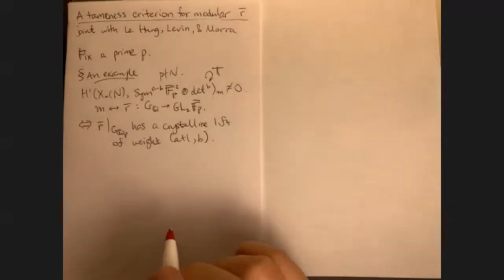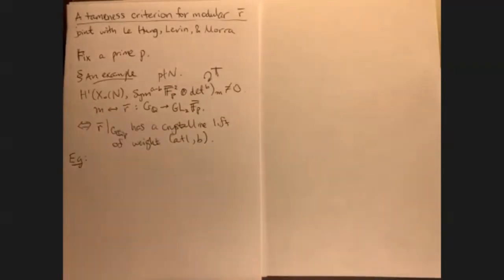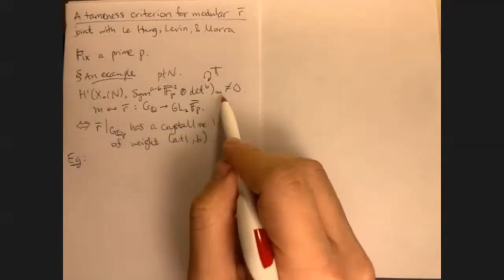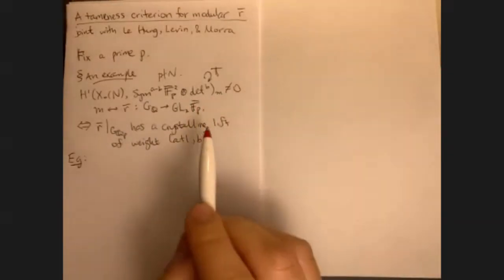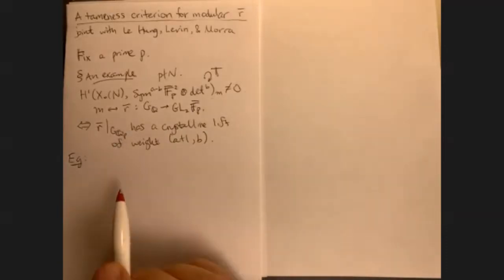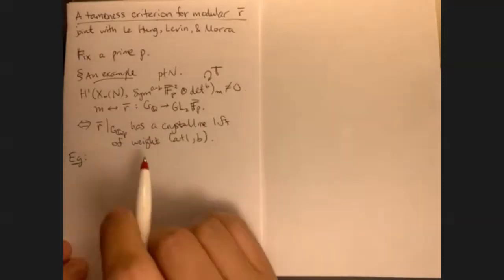Okay, so let me give an example then. This tells you, say you have a Hecke eigensystem and you want to see in which local system you should look for that eigensystem. This tells you where to look. You just think about in what weight the local representation has a crystalline lift.